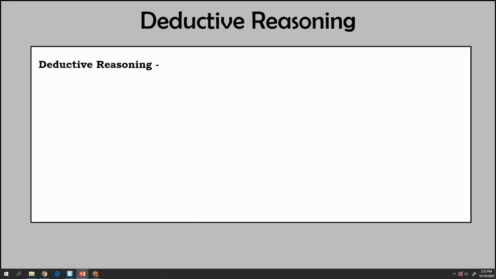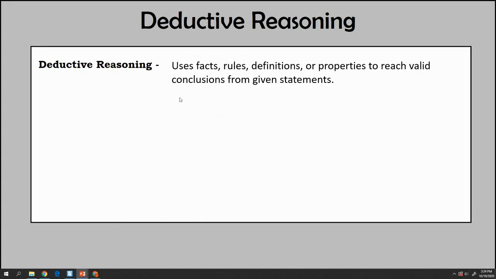So, first of all, let's define this. Deductive reasoning is when we use facts, definitions, or properties to reach a valid conclusion from given statements. Deductive reasoning is what's accepted, if you will, in a court of law. Because if you ever watch a court case, you have to submit evidence. They reference other rules and rulings that have already occurred. Everything's got to be official and based on facts.